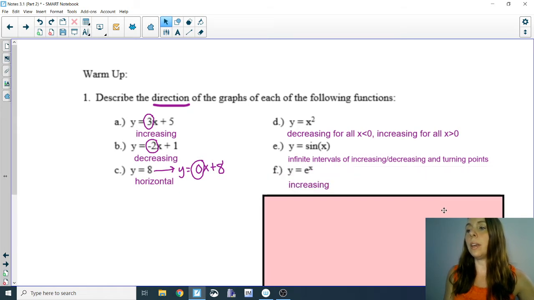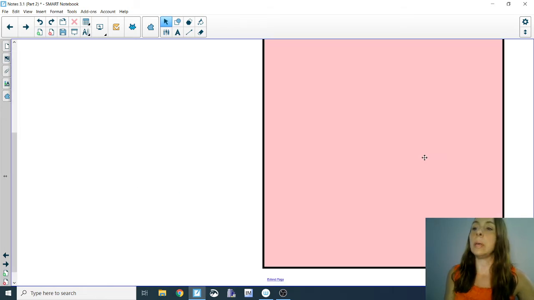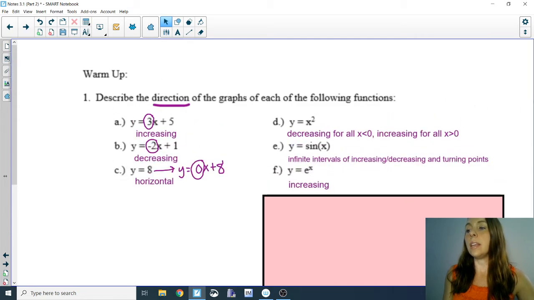And finally, y equals e to the x. I hope you know that this is an increasing function. It is increasing throughout, and that is something that we will discuss further as we continue to study the relationship between functions and their derivatives.